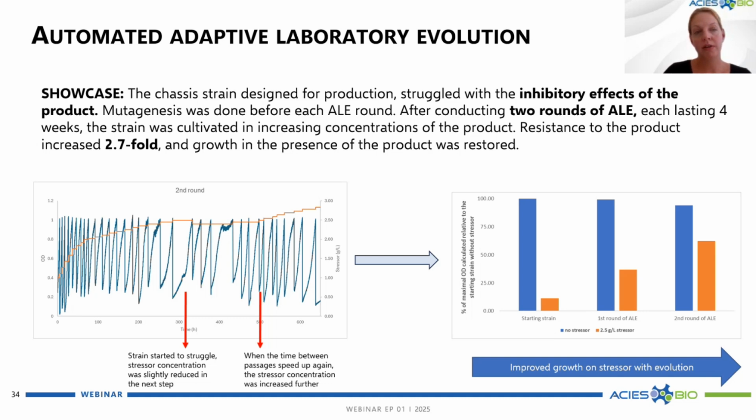So the growth at the end of the second ALE round was much better on the shaker scale. You see that it was more than 50% of what it was on the medium without the stressor, but it's not ideal yet. So additional ALE rounds would be beneficial here. But already in 8 weeks, we got significant progress. So this is all from me.